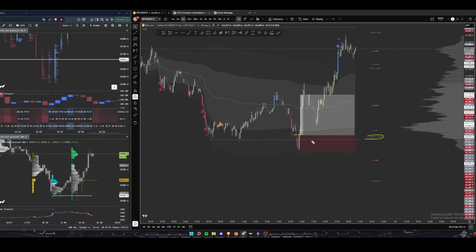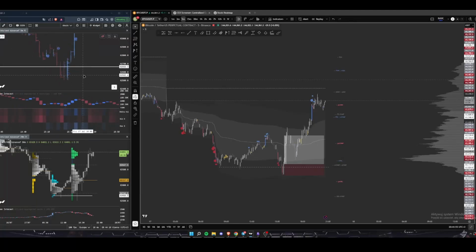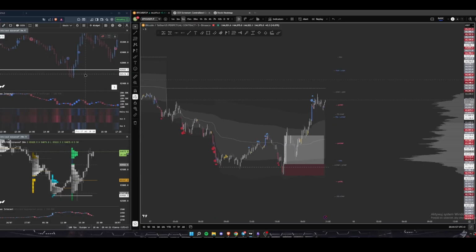entered. So you trap the shorts there, nuke them all, and there you get the clear path after the reclaim of the point of interest. Overall, very clean trade. This is what you look for.